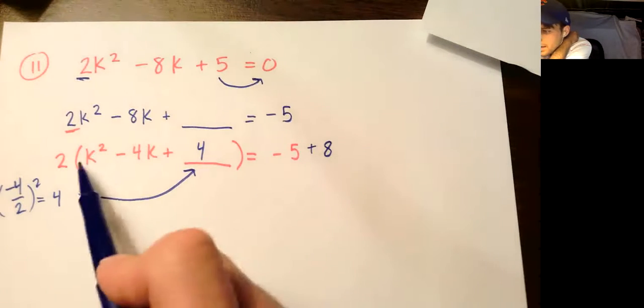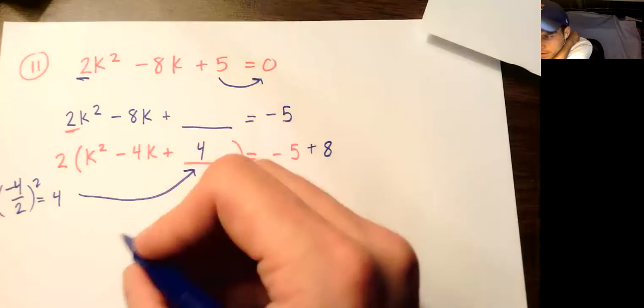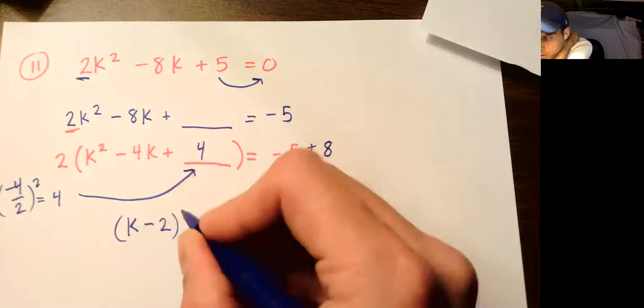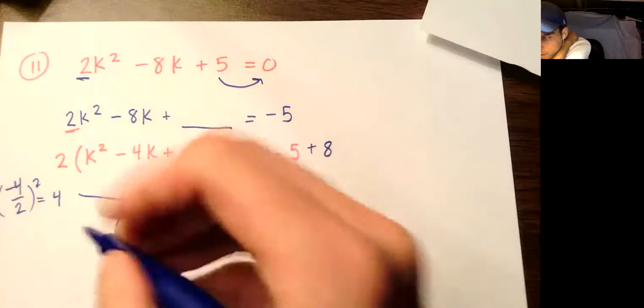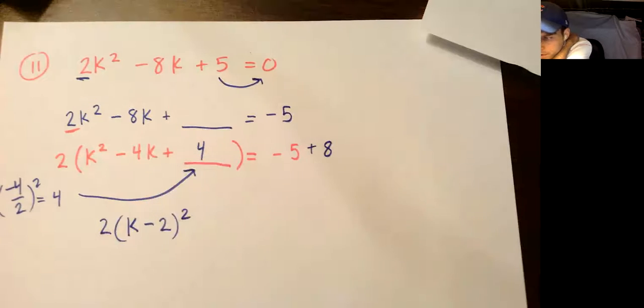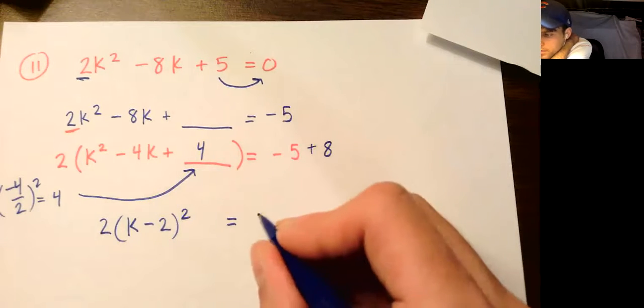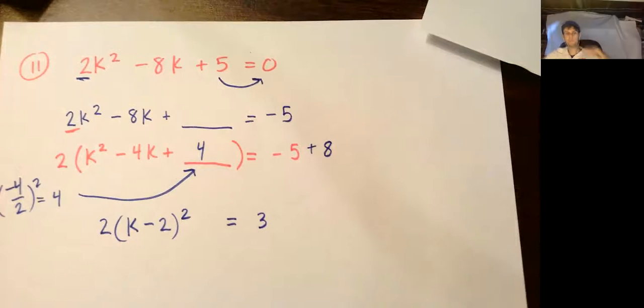All right, now this is a perfect square trinomial. It factors as k minus 2 squared. Still have that coefficient of 2 right there. And my right side is now -5 plus 8, which is 3. Okay. Pretty close. Now we want to solve it.